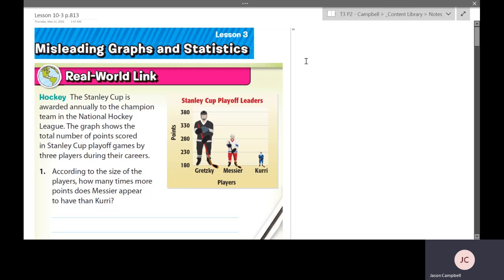Chapter 10, Section 3, Misleading Graphs and Statistics. Let's look at the real world link. It says the Stanley Cup is awarded annually to the champion team in the National Hockey League.